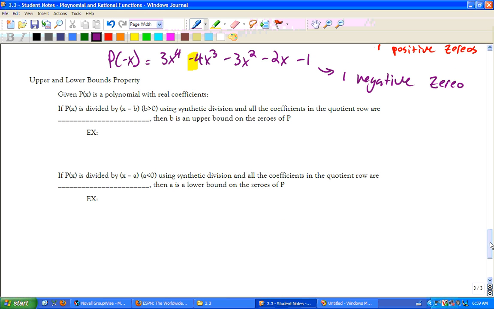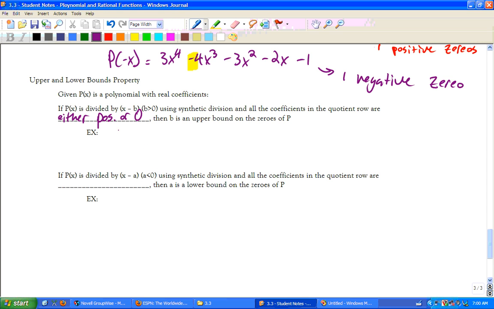Something else that'd be good to know is figuring out our upper and lower bounds. What it says is that given p of x is a polynomial with real coefficients, if p of x is divided by some factor x minus b, as long as b is greater than 0, a positive number, using synthetic division, and the coefficients in the quotient row are either positive or 0, then b is an upper bound of the zeros of p.